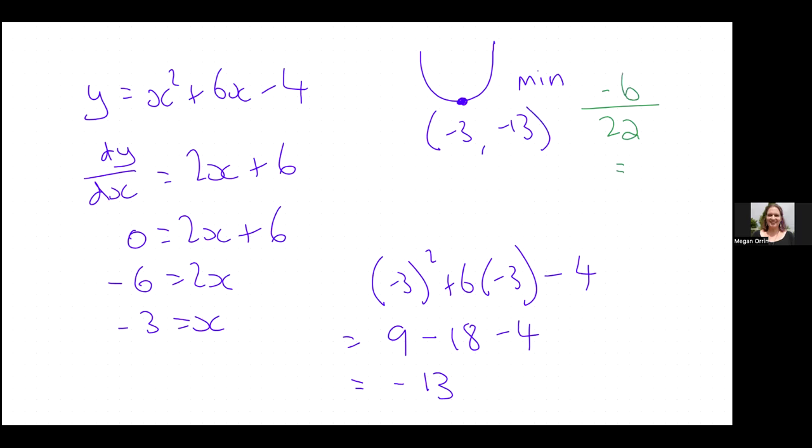Negative 6 over 2 times a, which is, so isn't it negative 3? See how it gets us the same thing, and then if we plug it in, so it doesn't matter which version you use, right? I don't care which one you do, you'll get the right answer either way.